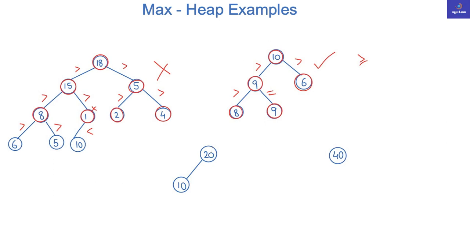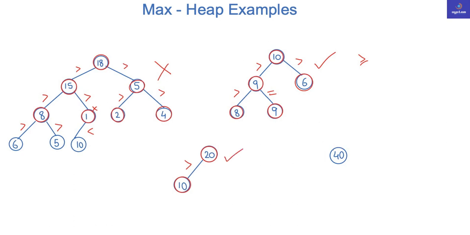Now let's look at this example. Here 20 is greater than 10 and 10 is a leaf node. Also, this is a complete binary tree. So this is also a max heap. Now here, is this a max heap? This is a single node with the value 40. Since this is a single node, it is also a leaf node because it does not have any children. So it does follow the max heap property. And this is also a complete binary tree. So this is also a max heap.